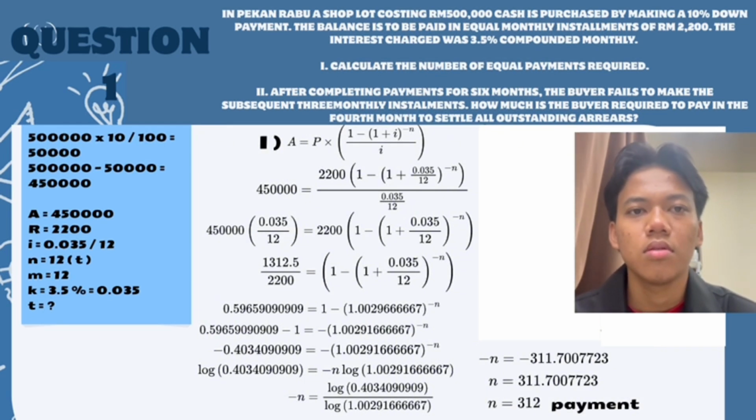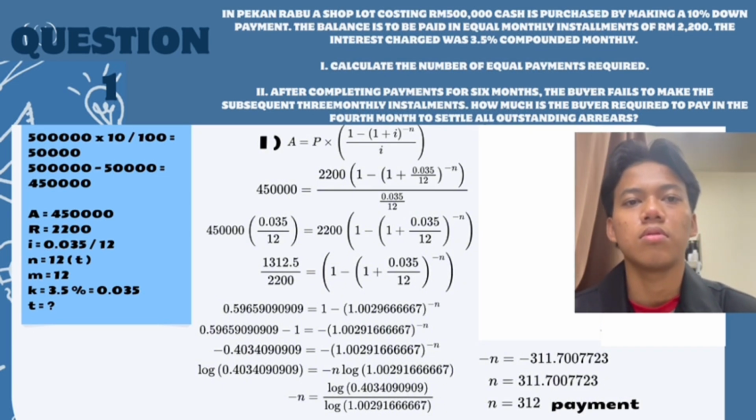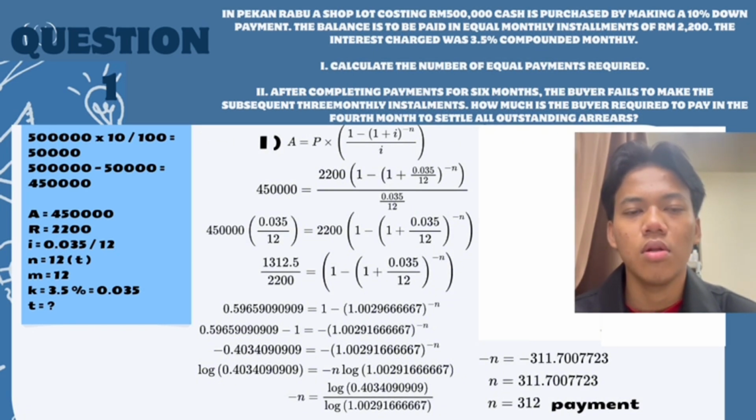So we can get 0.59659090909 equal to 1 subtract 1.00291666667 to the power of negative N. So we can solve the exponential term and get 1.00291666667 to the power of negative N equal to 1 subtract 0.59659090909, and that equals 0.4034090909.